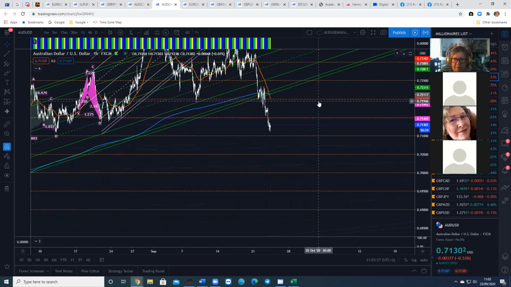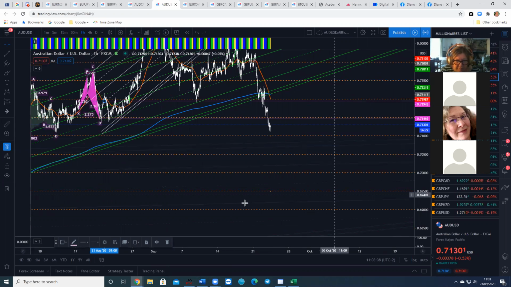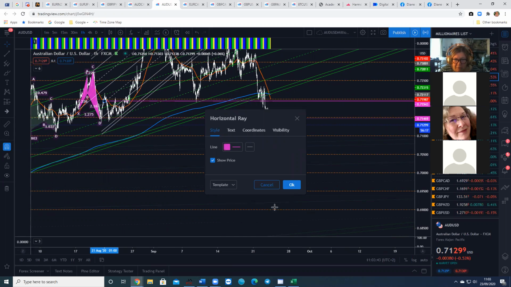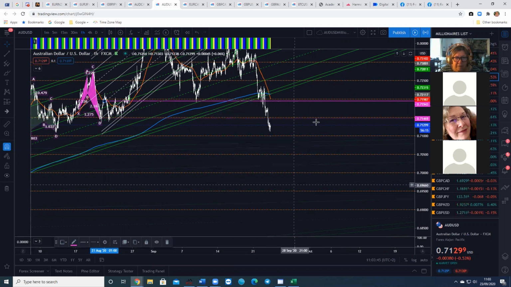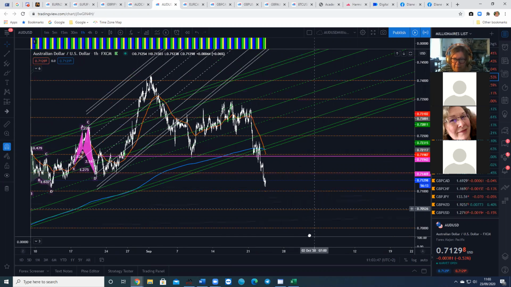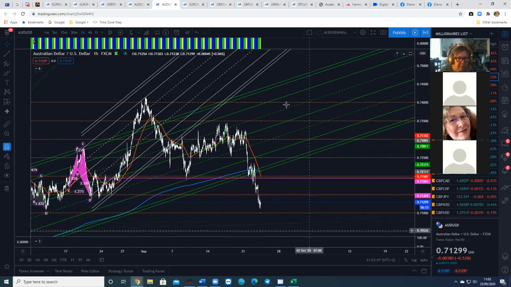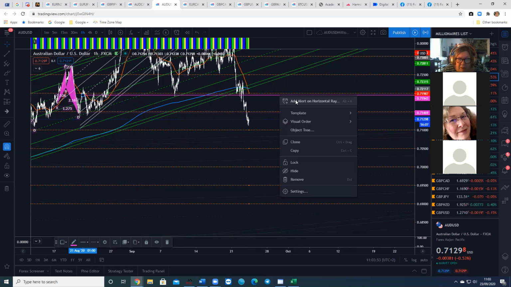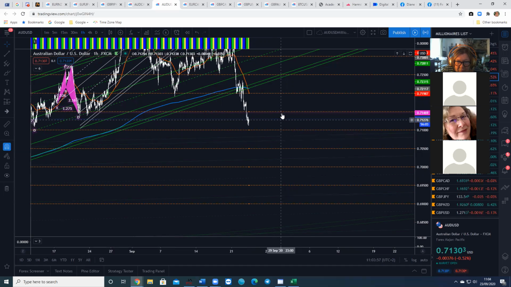Where's that scan? Has anyone got any questions? Hang on, what's that? It's a horizontal ray. Remove that. It's this one I want.